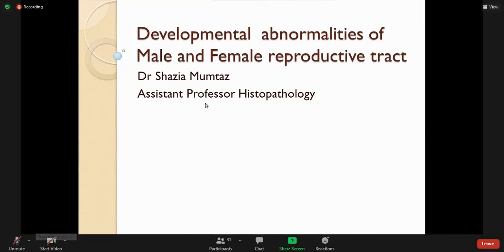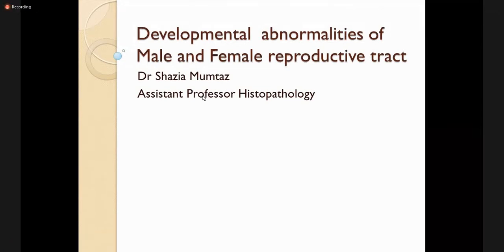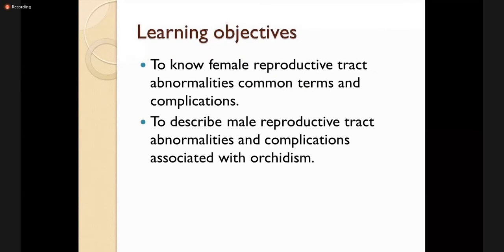Our assistant professor of histopathology, and today we are going to cover the topic of developmental abnormalities of the male and female reproductive tract. Our learning objectives are to know the main female reproductive tract abnormalities, define the common terminologies, and learn the complications associated with them. Similarly, for the male reproductive tract, what are the abnormalities and their complications, like orchidism, which is one of the more common abnormalities in the male reproductive tract.